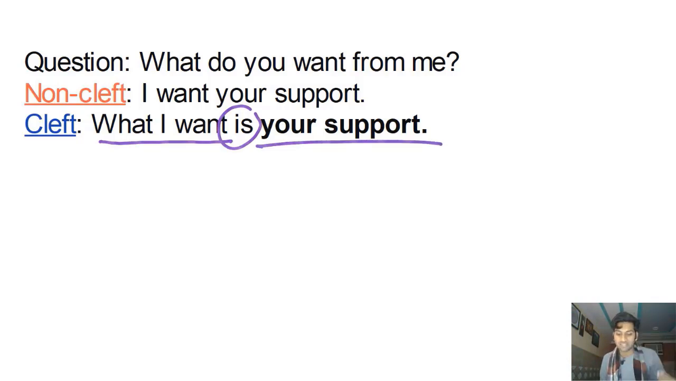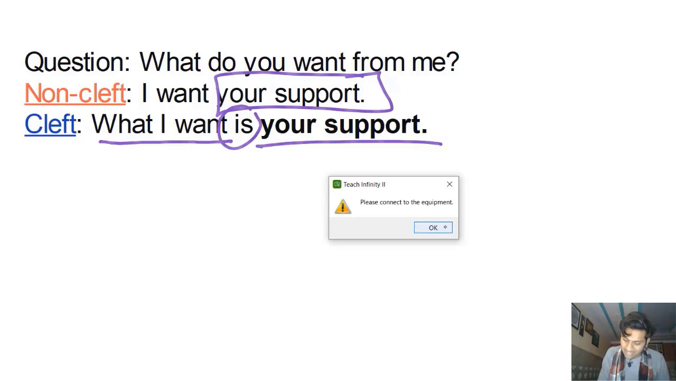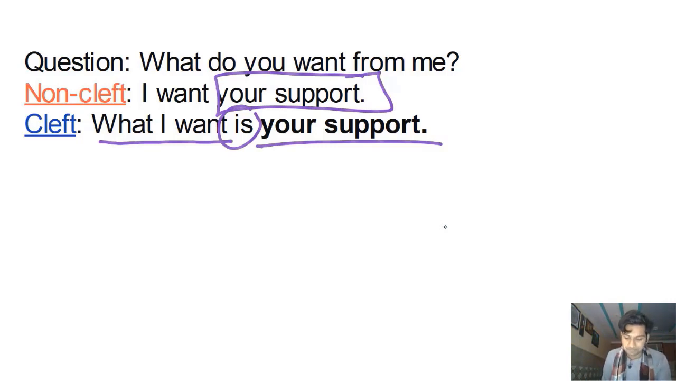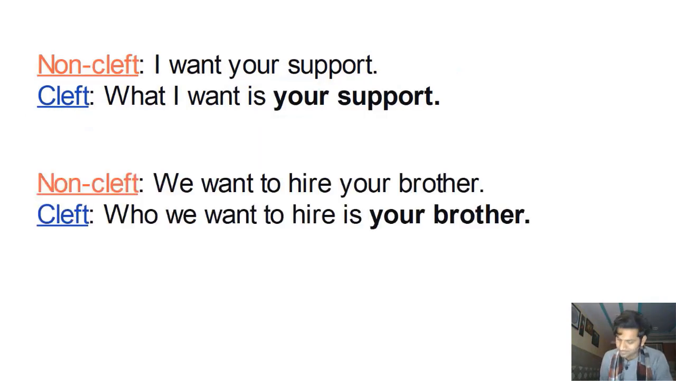What do you want from me? I want your support. So this is basically the direct object, right? I want to focus on the direct object. So I'll use a cleft structure. What I want is your support. All right. What I want is your support. And listen, man, what I really want is your support. More examples.